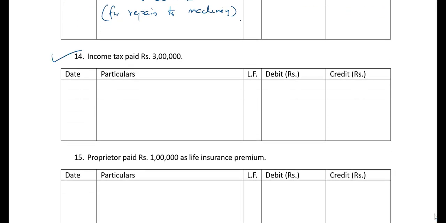Fourteenth transaction, income tax paid is rupees 3 lakh. Now when income tax of the proprietor is paid by using the business funds, it is money used for personal purpose. So we debit drawings account ₹3 lakh to bank account 3 lakh for income tax paid.